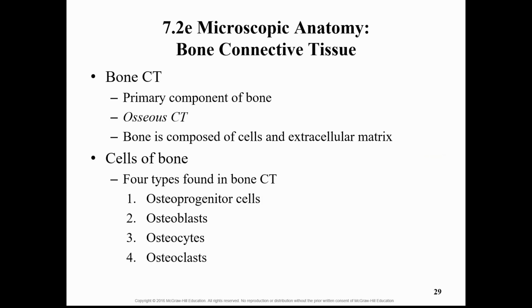Now, bone is a type of connective tissue. The primary component of bone is osseous connective tissue. And bone, because it is connective tissue, is made out of cells and an extracellular matrix. We have some different types of cells in bones. There's osteoprogenitor cells, osteoblasts, osteocytes, and osteoclasts.